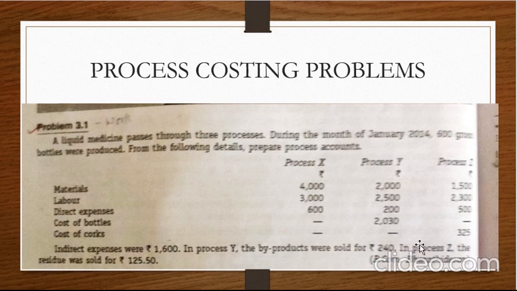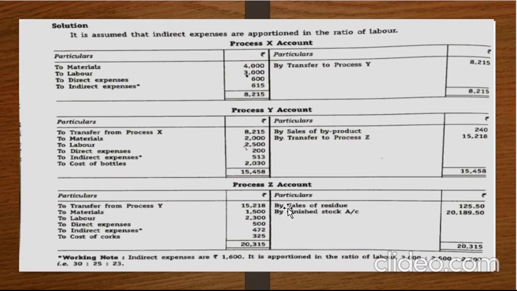Just check. Yes, in the process it said the residue was sold for rupees 125.50. So in process Z, a residue, that is a medicine, was sold for rupees 125.50. So let us take into consideration the sales of residue, 125.50. Now calculate, you will get a difference on your credit side, which is nothing but your finished stock. So the total of 15,218 plus 1,500 plus 2,300 plus 500 plus 472 plus 325 will give you 20,315.